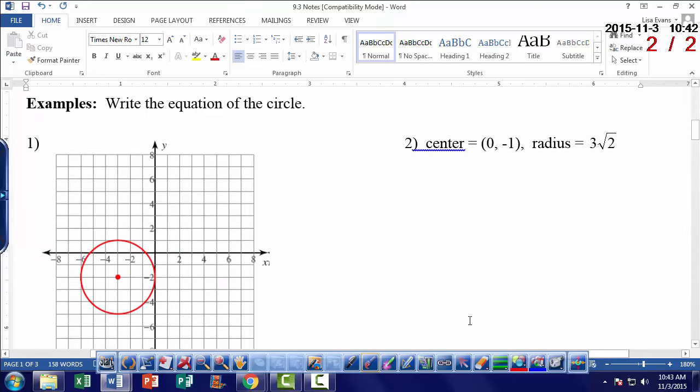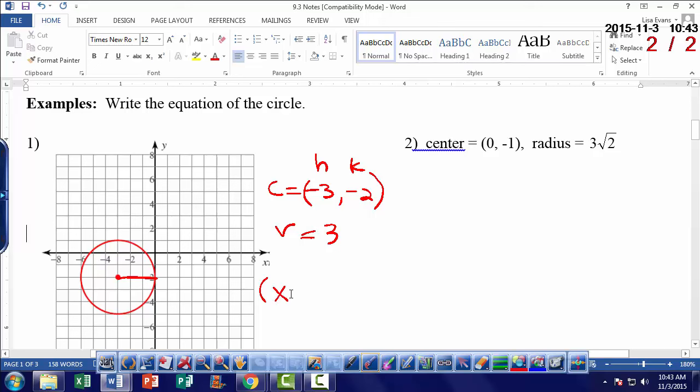So in number one, I need to actually see what the center of the circle is. The center of the circle is (-3, -2). So I like to write that down, (-3, -2). The radius is 1, 2, 3 units. I'm going to go ahead and plug 3 in for r, -3 in for h, and -2 in for k.